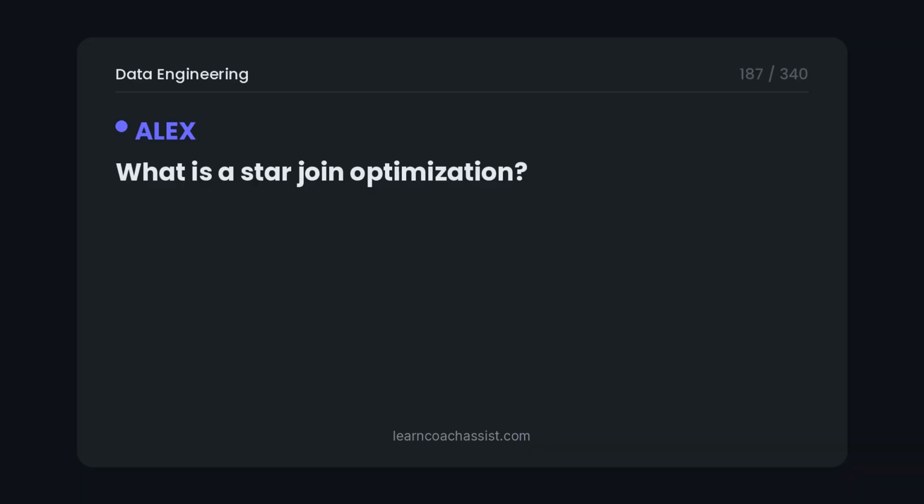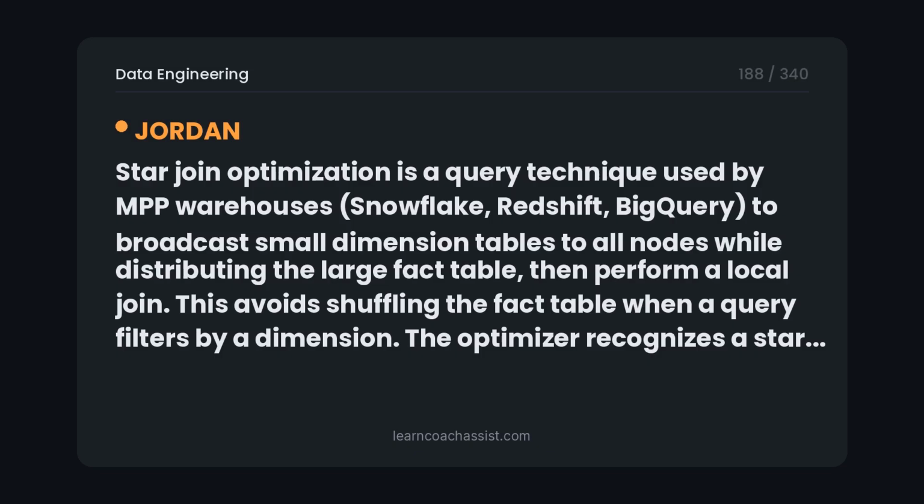What is a star join optimization? Star join optimization is a query technique used by MPP warehouses, Snowflake, Redshift, BigQuery, to broadcast small dimension tables to all nodes while distributing the large fact table, then perform a local join. This avoids shuffling the fact table when a query filters by a dimension. The optimizer recognizes a star schema and applies this plan automatically.